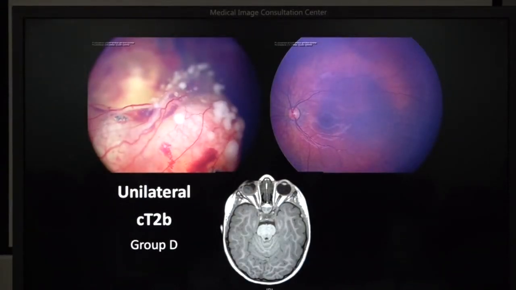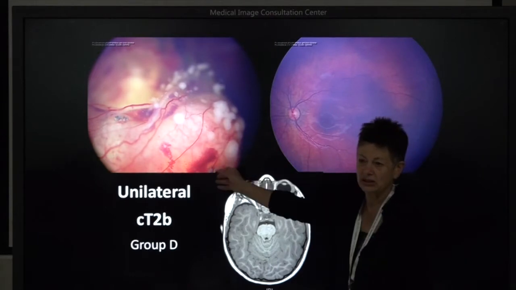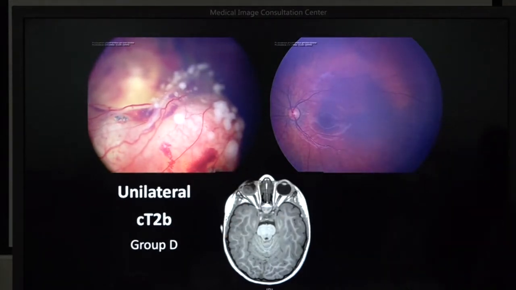All three of these children had group D unilateral eyes, with CT to B, because the B, as we heard yesterday, is for vitreous seeds or subretinal seeds. And so this eye is totally normal.